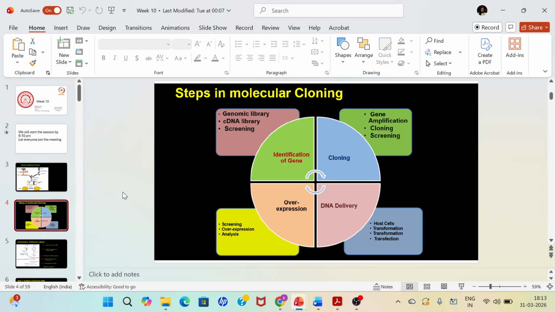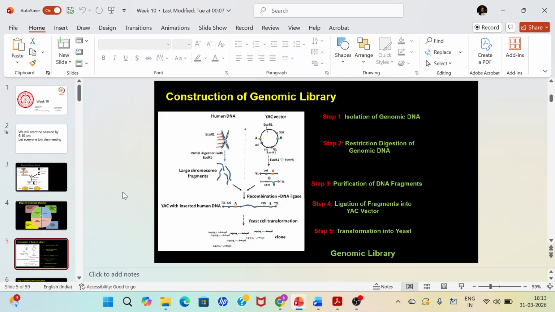Steps in molecular cloning. The steps involved in molecular cloning are, first of all, we need to identify the gene, from the genomic library, either from the cDNA library or from the screening part. Then we have to do the gene amplification, cloning, and screening. Cloning is basically cutting the gene and the vector with the same enzymes and getting the gene inside the vector through ligation. Then the DNA delivery: the cloned vector should be delivered to the suitable cells, and then the overexpression of that particular gene, so that the desired protein can be made.